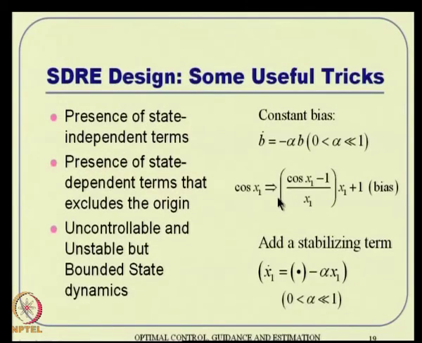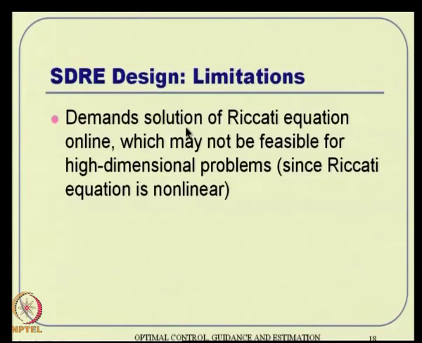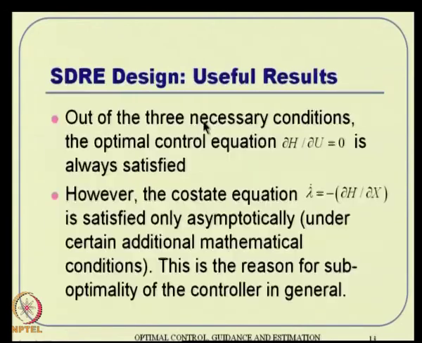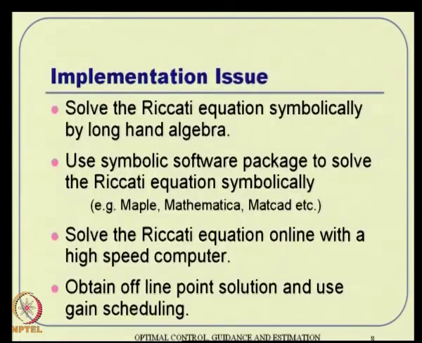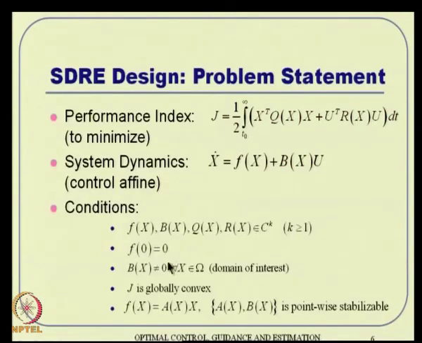Alright, so there are also some useful tricks suggested by Cloutier and his group. First things first, what if there is a constant bias term? Remember, all this will revolve around the requirement that f of 0 has to be 0. If f of 0 is non-zero, then what do you do? If you have x dot equal to f of x plus a bias vector b, then x dot will not go to 0. x dot will become b basically. Then what happens there?